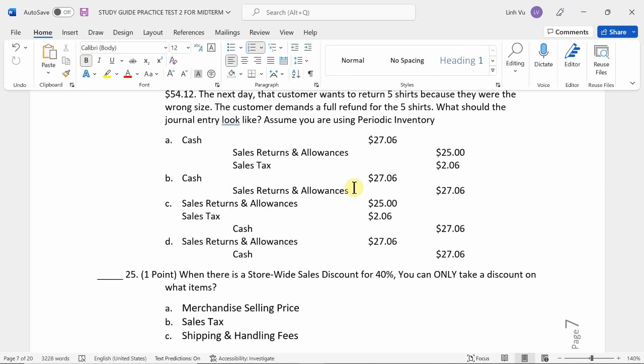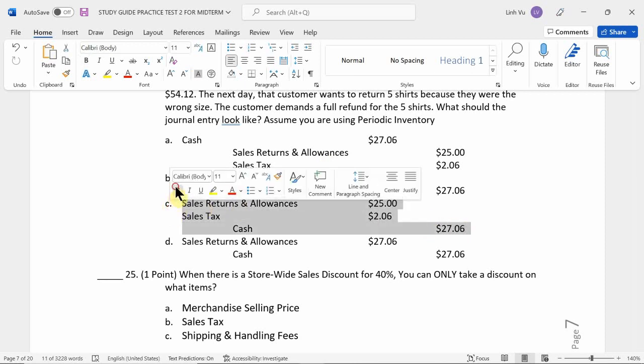So would it be C? That was the question I was asking. You charge sales tax, right? If you're returning a product, you are obligated to give the portion of the sales tax money back. So C would be the correct answer.